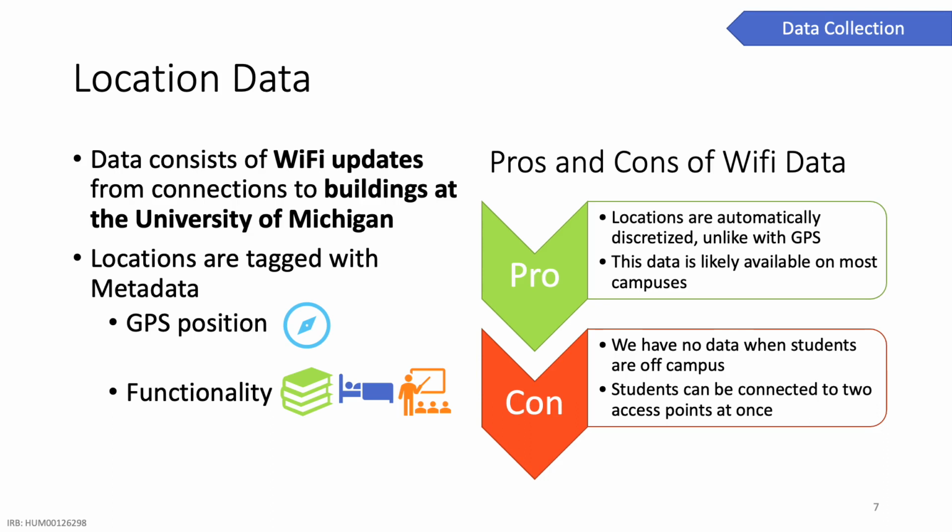A con is that we don't have data for when students are off campus, and this has implications for some of the downstream prediction tasks. For example, we don't really know if someone is at a bar until 1 a.m. or if they're studying at home. Students can also be connected to two access points at once, for example, from a tablet and from a phone. If they leave their tablet at home and bring their phone out, we don't actually know exactly where they are, and so we develop a pre-processing technique that we talk about in the paper.